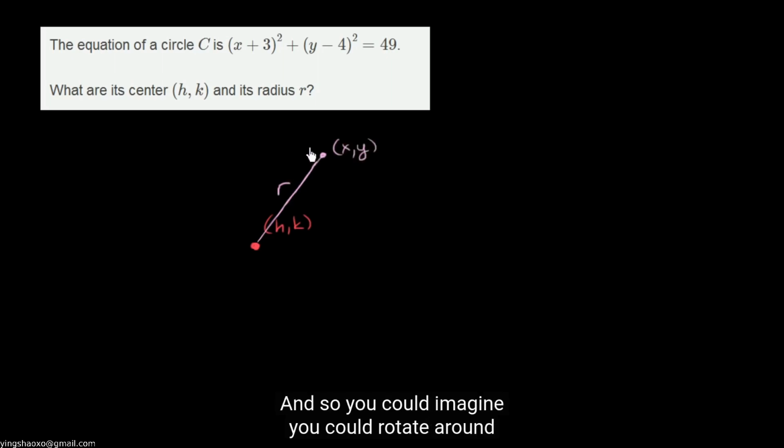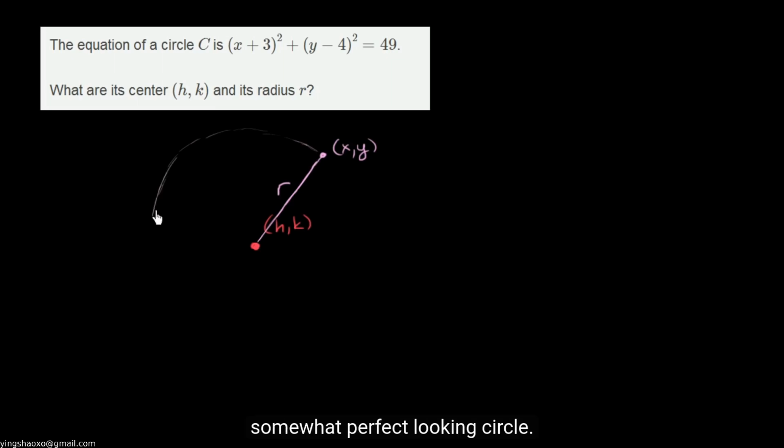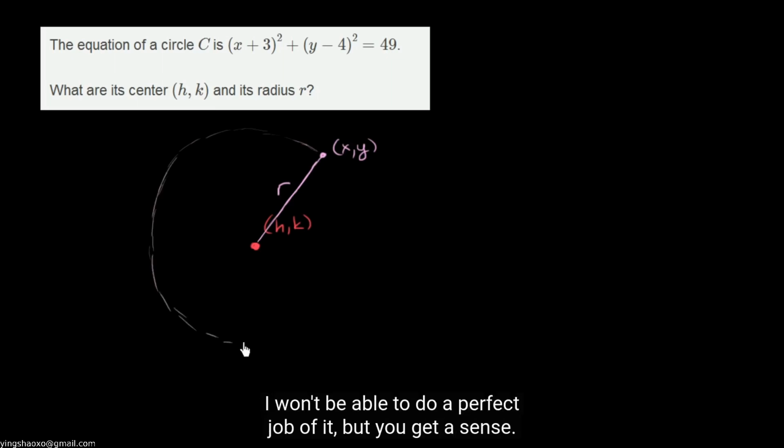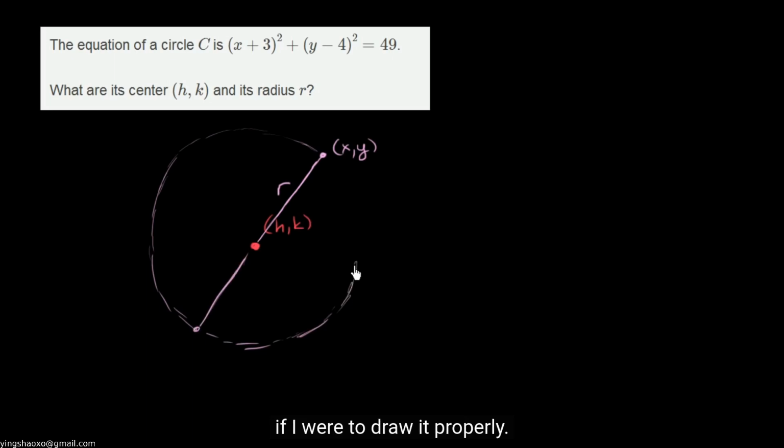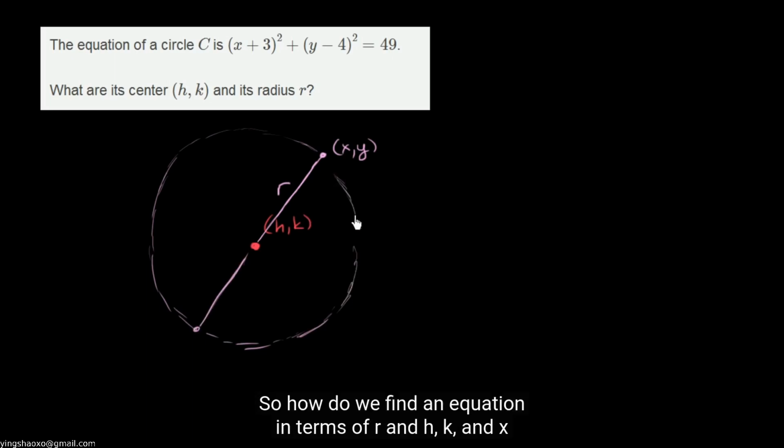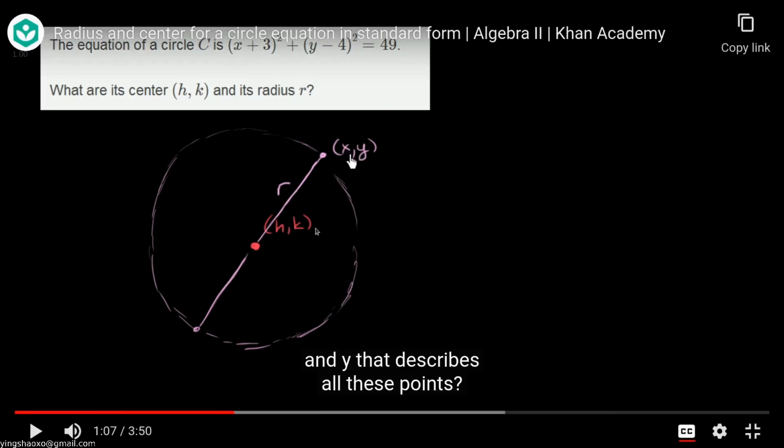You can imagine you could rotate around and all of these points are going to be exactly r away. I'm going to try my best to draw a somewhat perfect looking circle. I won't be able to do a perfect job of it, but you get a sense. All of these are exactly r away, at least if I were to draw it properly. So how do we find an equation in terms of r, h, k, x, and y that describes all these points?